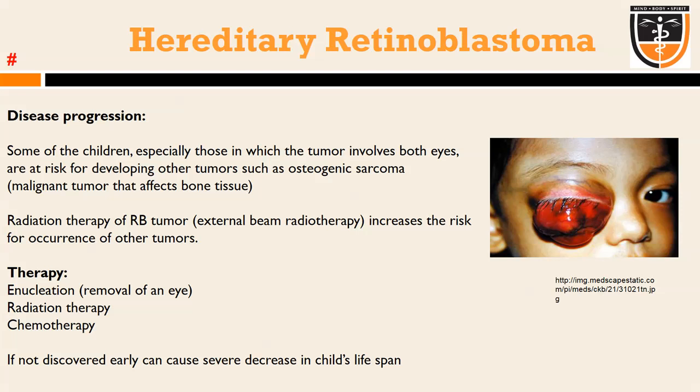So what's the therapy? Therapy is removal of the eye. So you want to stop that cancer progressing. Now you can give them radiation therapy because the tumor is gone, and chemotherapy. And if it is not discovered early, it can significantly decrease the lifespan of the child.